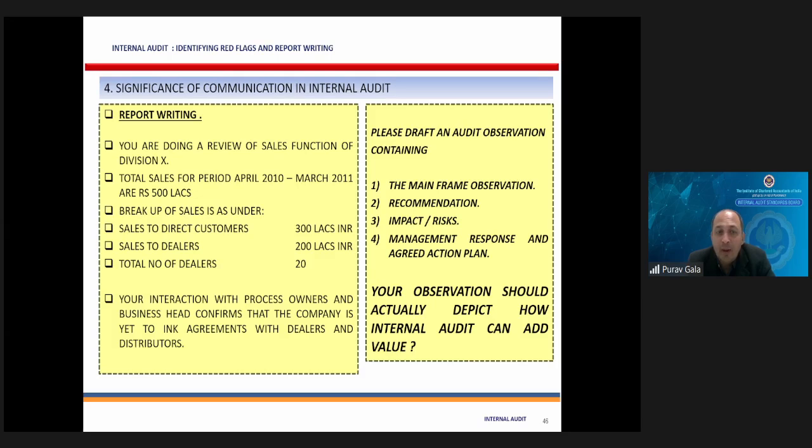When I sell to dealers, what do I do? I will not sell to a dealer directly. I will do some due diligence. I will collect some deposit.